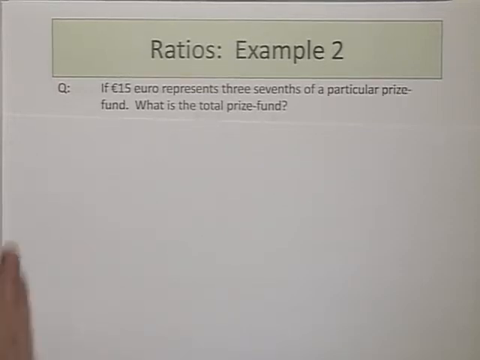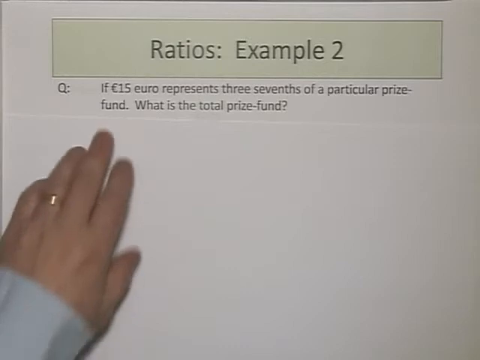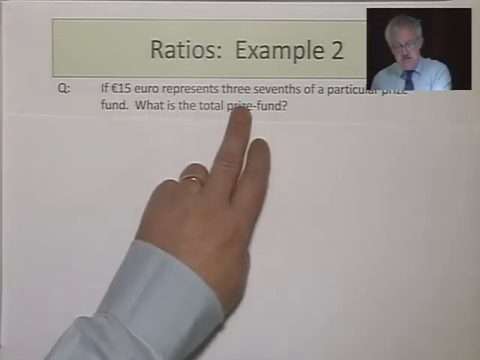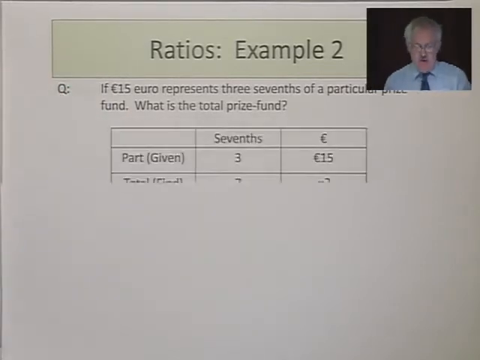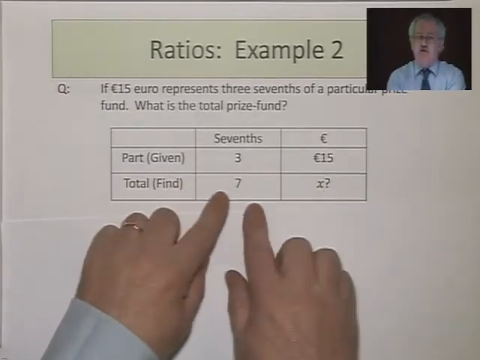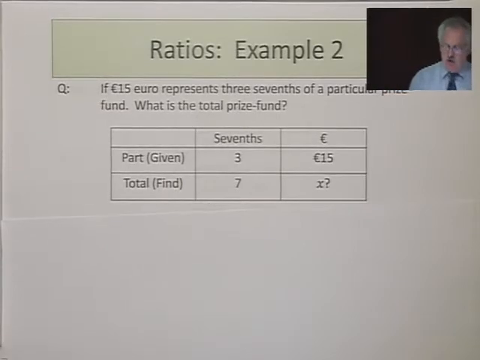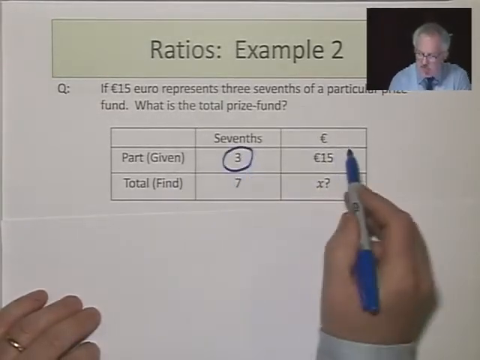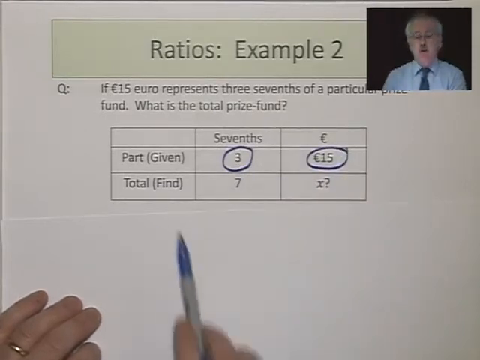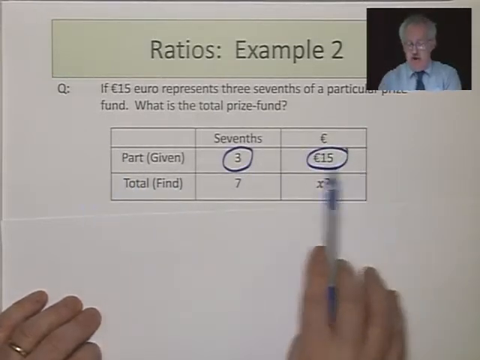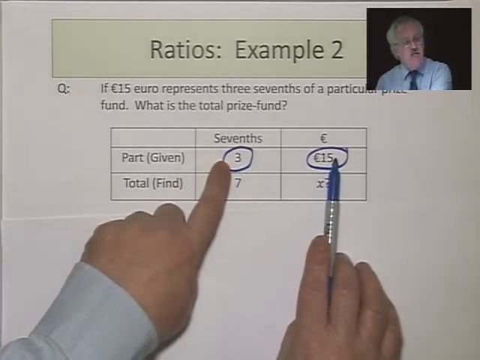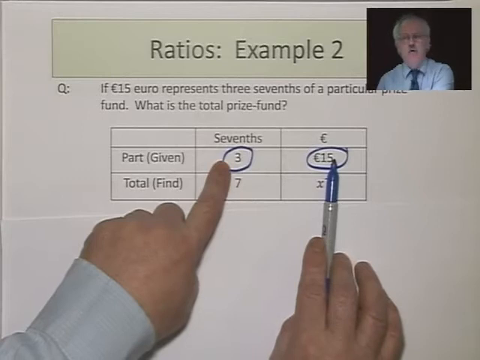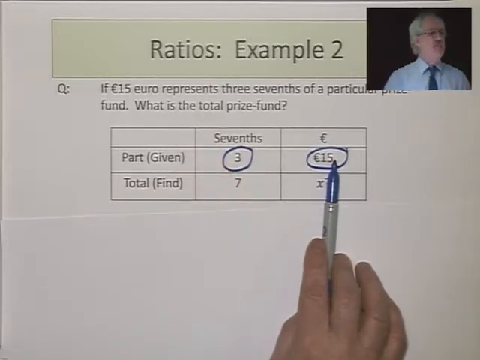Okay, let's continue. Example 2, ratios. €15 represents 3/7. What's the total prize fund? Well, when I do those, I draw the 4 boxes. And I say, okay, I've got to equate them in some way. And I say, well, 3/7 is 15. I happen to be reading them across. I could have said them vertically, but I'm using it across. If 3/7 is 15, what's the total? And how many 7s are there? 7.